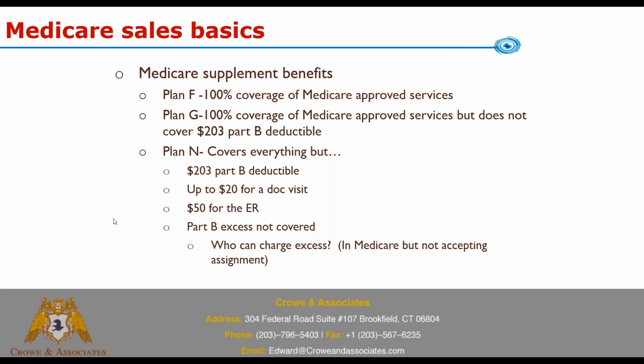Nonetheless, the only doctors allowed to bill excess charges are doctors that are in the Medicare program but not accepting assignment, and that's not many doctors. So your standard doctor participating with Medicare can't charge Part B excess anyway, so that benefit really doesn't matter. It's just for those that are in Medicare but not accepting assignment, which is a small list. And when a doctor can charge excess, it's capped at 15% additional of the original Medicare allowable amount. So it's not 15% of whatever they charge, it's 15% of what Medicare allows.